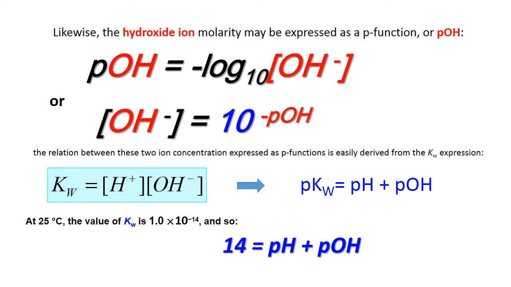Now, the value of Kw is 1 times 10 to the negative 14. So, pKw is 14. And 14 equals pH plus pOH. That means anytime you know pOH of a solution, you can calculate pH. Anytime you know pH, you can calculate pOH from this very simple equation.